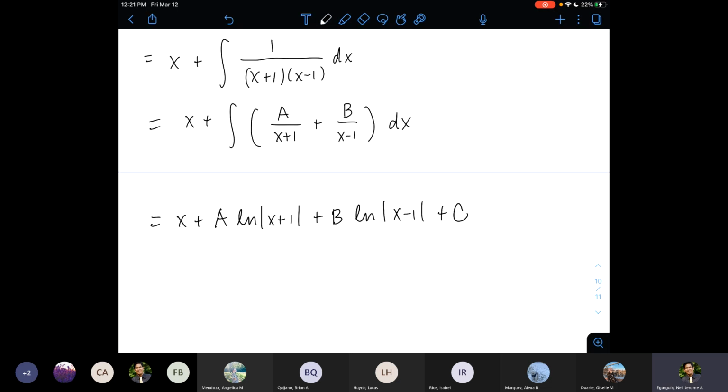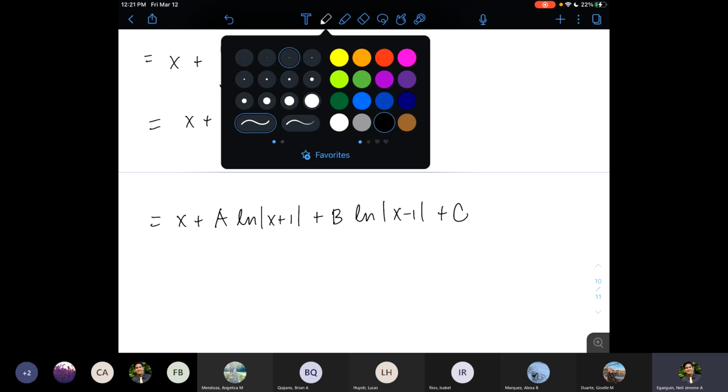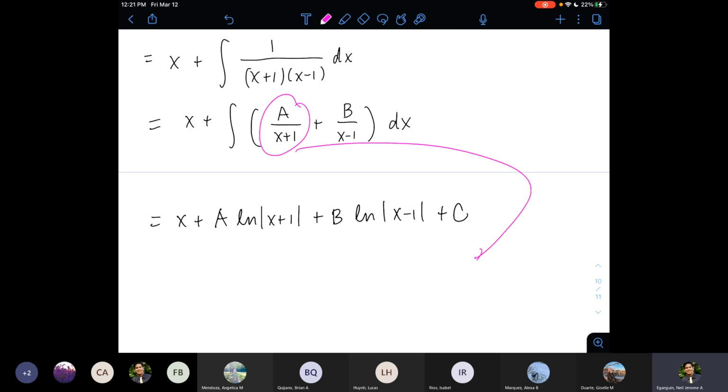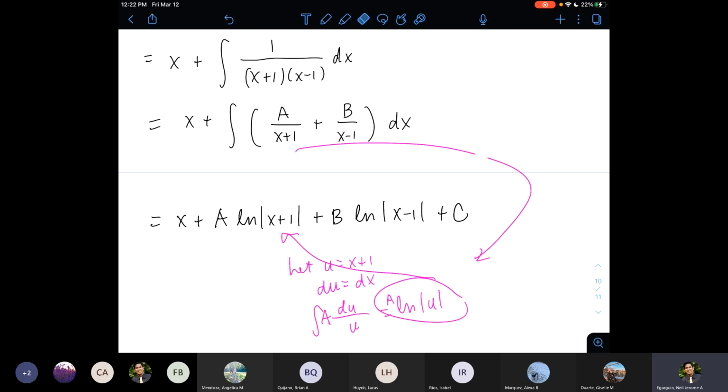Okay. Is it fine if I leave those details? Because for instance here, to get to this answer, for this one, what you'll do is you let u be equal to x plus 1, du is dx. So that integral will just be du over u, a ln of the absolute value of u. That's how we got this. Okay. So I hope that's clear.